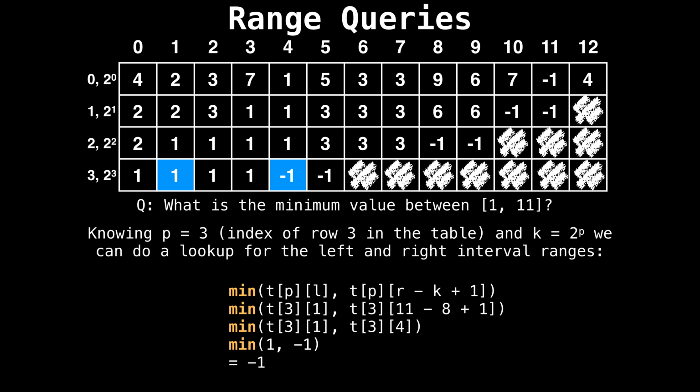Knowing the values of p and k, we can do a lookup in the table for the left and the right interval ranges. Intuitively, p corresponds to the row in the sparse table, and k corresponds to the length of the largest power of 2 that fits in the range, which is ultimately used to calculate the offset for the right cell.